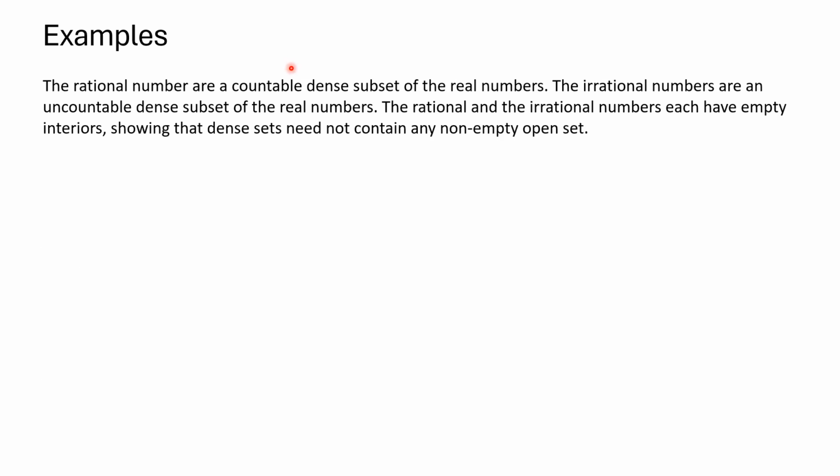We have the one from the previous slide. Rationals are dense in the reals, and in fact they're a countable dense subset, which is interesting. So they can be put in a one-to-one correspondence with the natural numbers, 0 or 1, 2, 3, 4, 5, 6, 7, and so forth. So that's interesting. Then the irrational numbers are an uncountable dense subset of the real numbers.